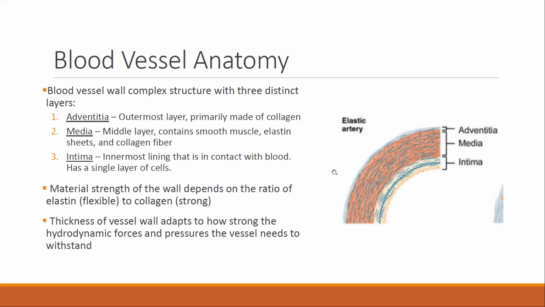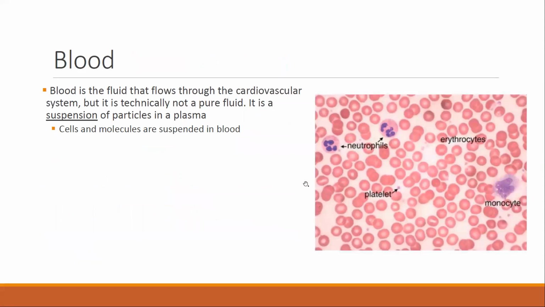Okay. So that's just a quick primer on vessel anatomy. I like to use the analogy that blood vessels are like rubber tubes, but it's a lot more complicated than a rubber tube because you have different layers of different cells and different muscles in your blood vessels. Okay, and so now let's start talking about the blood itself, right?